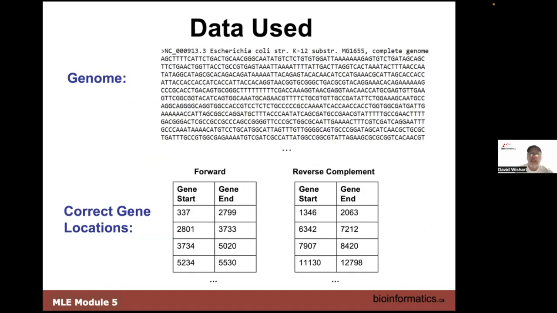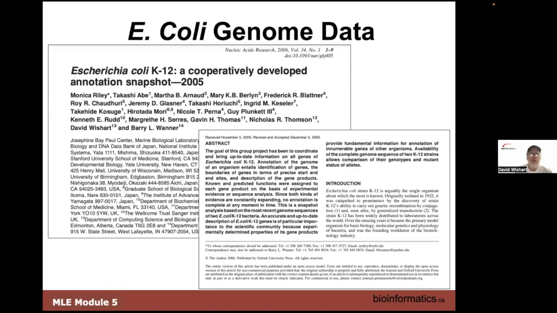You can go to the NC identifier, NC_000913.3. This is the reference genome for K12, and it has the list of the correct gene locations. The first gene starts at 337 and goes on, and we also know the reverse complement ones. So all this data is available. This is our gold standard. I actually spent a good part of my early academic career working on annotating E. coli genomes. This is also another reason why we've chosen it.